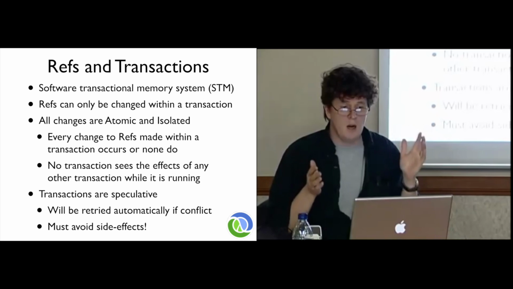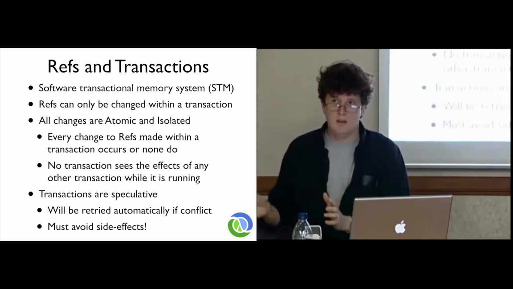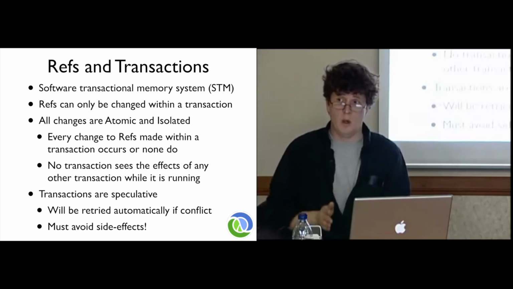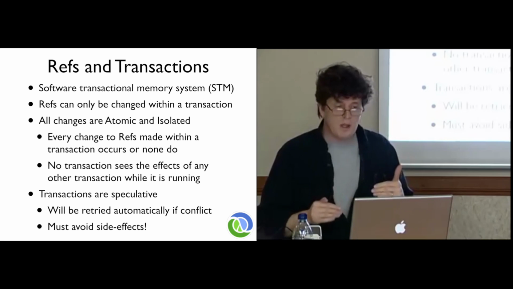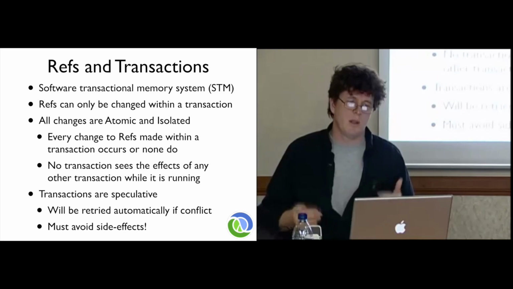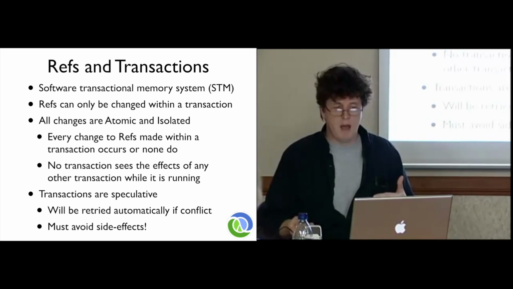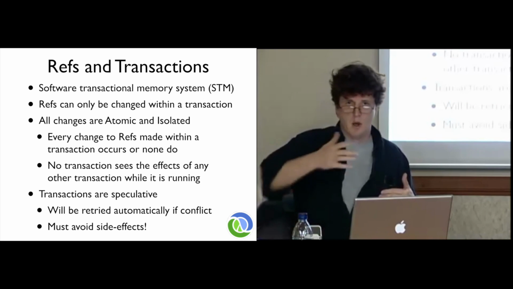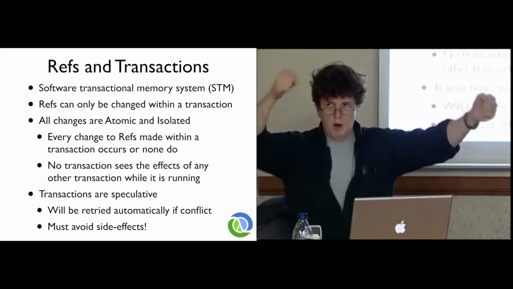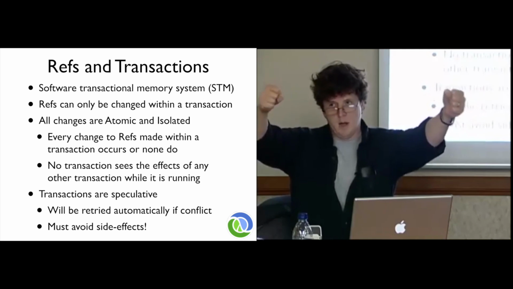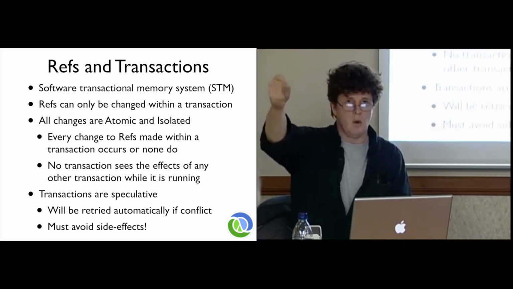The other thing is that they're isolated. So while you're mucking about in your transaction, you don't see the effects of other transactions, and they don't see yours until one or the other commits. A big difference with transactions in the software transactional memory system, at least most of them are implemented this way, is that transactions are speculative and they're automatically retried. So if I want to move something from A to B, and you want to move something from A to B, and you win, like you get there first, I don't get a failure. My transaction will automatically retry.